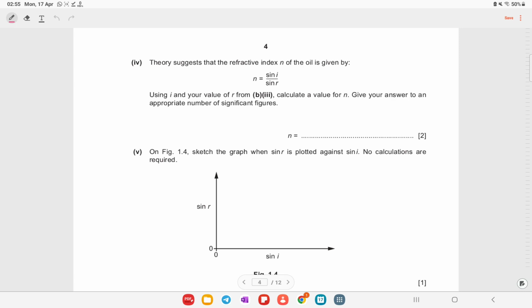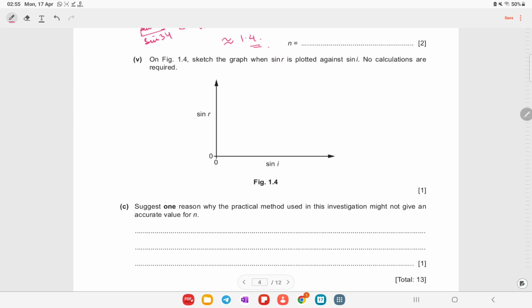Theory suggests that the refractive index n of the oil is given by sin I over sin R. Using I and your value of R, calculate the value of n, and give your answer to an appropriate number of significant figures. So I'm going to do sin 50 divided by sin 34, and n equals, this is the refractive index, around 1.4 will be your answer. It's basically the two significant figures rule.